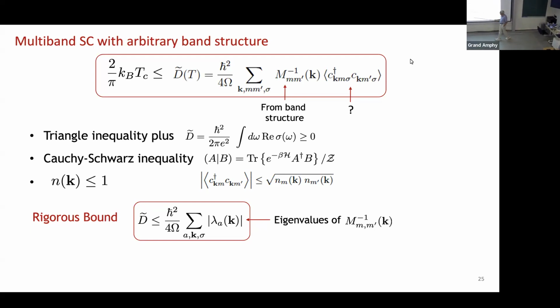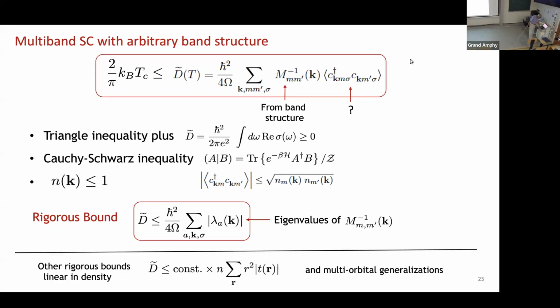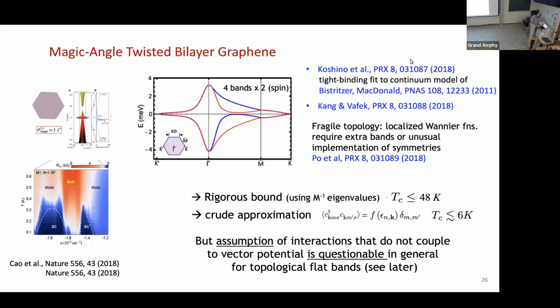Okay? And you get a rigorous bound on D tilde and therefore on TC just by looking at the eigenvalues of the inverse mass matrix. So you tell me a band theory and I can tell you, without any approximation, what the answer should be. There are other things we can do, but let me not dwell there.